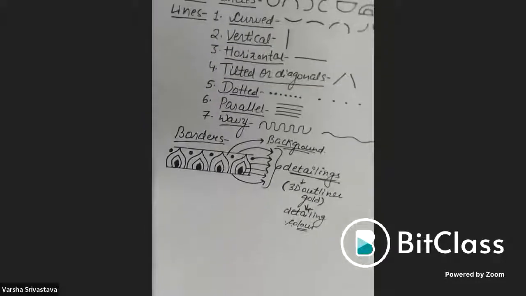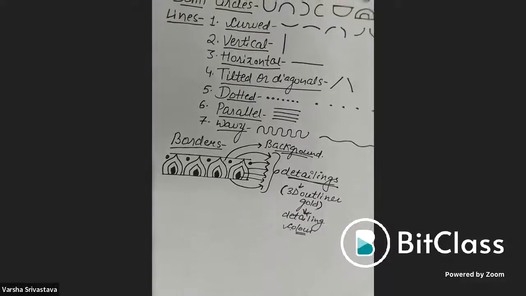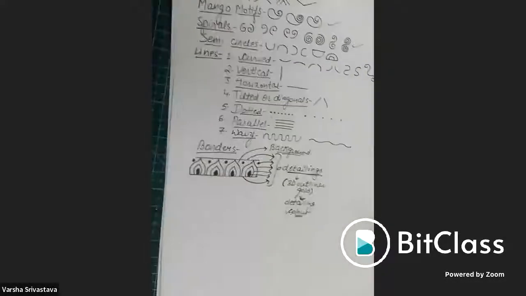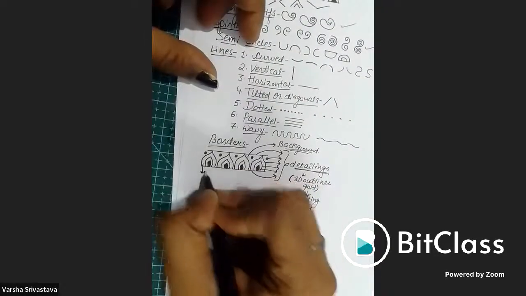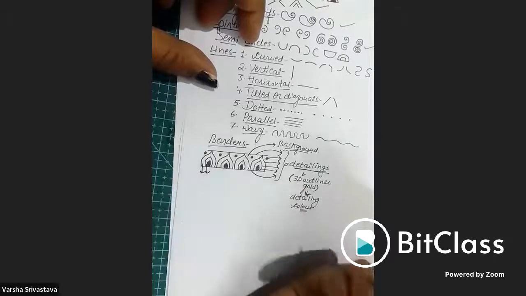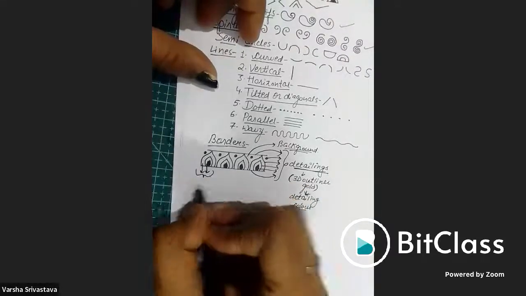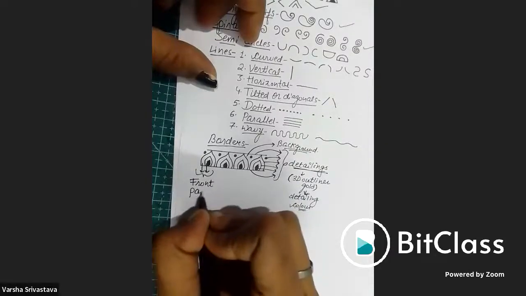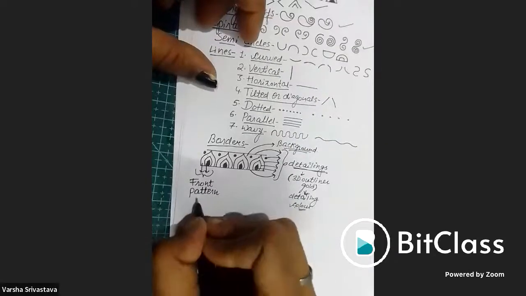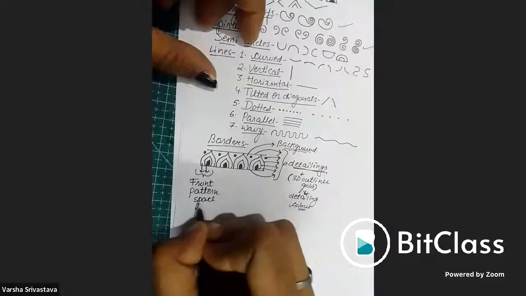Is that clear to everyone? Great, great, Karishma ji. All right, now the space inside the domes, like between first and second dome, between second and third dome, this is the front pattern space. The patterns are made on the front, and the space is in between them. That is why this is called the front pattern space.